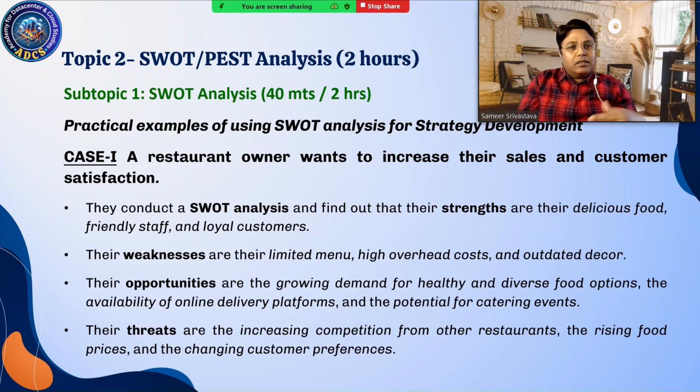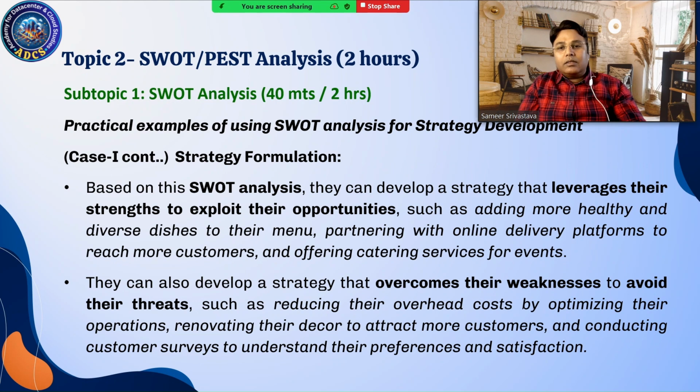Similarly, the threats are increasing competition from other restaurants. The rising food prices are also a threat. Then the changing customer preferences: many young people want fast food, pizza, Italian, German, Swedish. People want everything at their doorsteps right now. So that is also a threat. If you go for traditional things, giving puri, sabji, halwa, that may have a segment, but it would not be able to sustain your business. So this is one case study, a small case study.